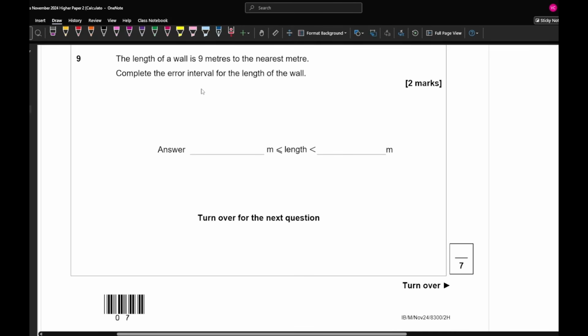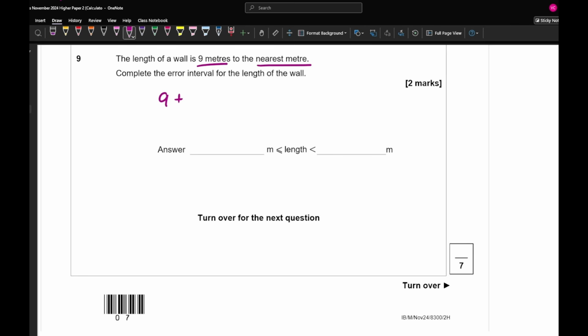On to question 9, it says the length of a wall is 9 meters to the nearest meter. Complete the error interval for the length of the wall. Well, if it's 9 meters to the nearest meter, then what I need to do is just take half a meter and add and subtract that from 9. So 9 take away 0.5 is 8.5, and 9 plus 0.5 is 9.5.